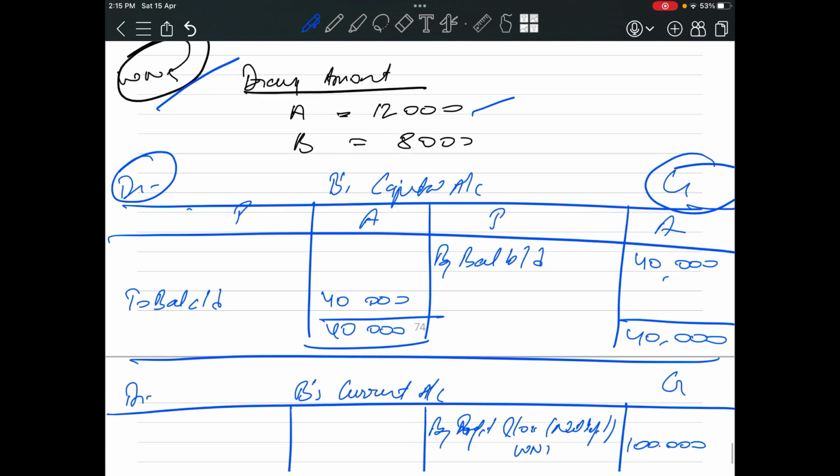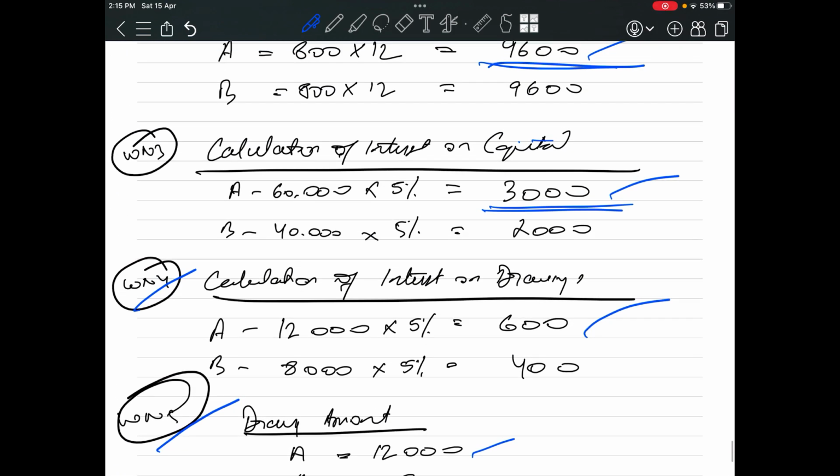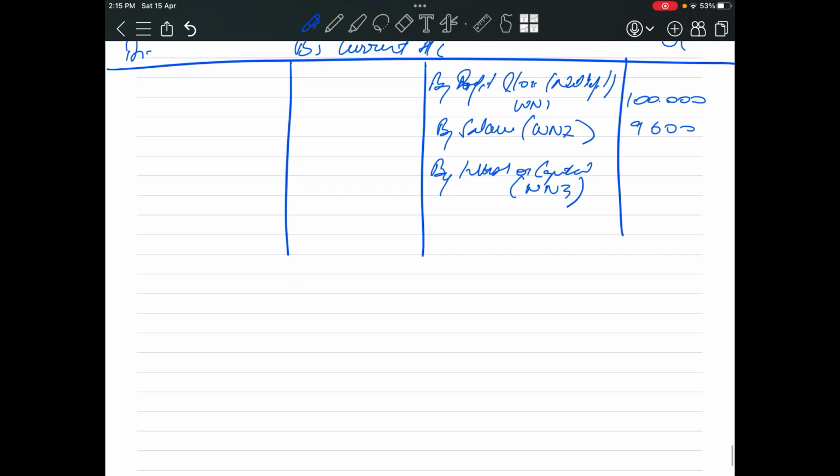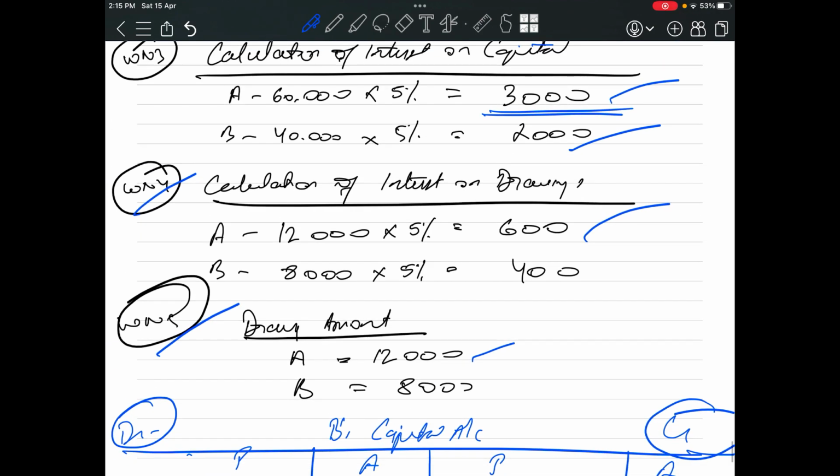Now salary he is getting 9,600. Again, salary will be written at this side, by salaries, working note number 2, 9,600. Simple. He is getting interest on capital, by interest on capital. You can write working note number 3. What is the interest on capital? 2,000.